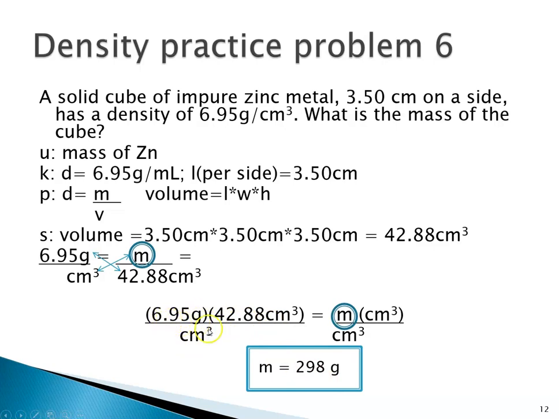So 6.95 times 42.88 gives you 298 grams. It's actually a pretty heavy cube, because 3.5 centimeters, you could hold that in your hand, certainly.